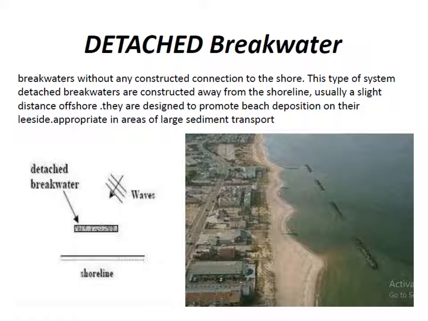Detached breakwater. Breakwaters without any constructed connection to the shore are called detached breakwaters. This type of system is constructed away from the shoreline, usually a slight distance offshore. They are designed to promote beach deposition on their lee side, appropriate in areas of large sediment transport. So you could see in the picture, the detached breakwater is at a certain distance from the shoreline.